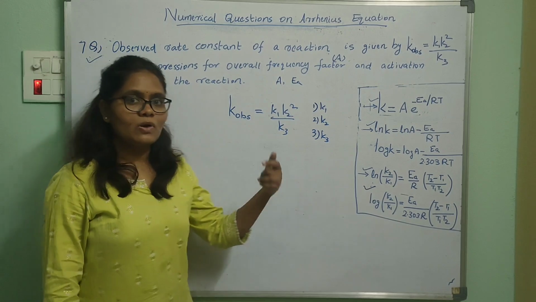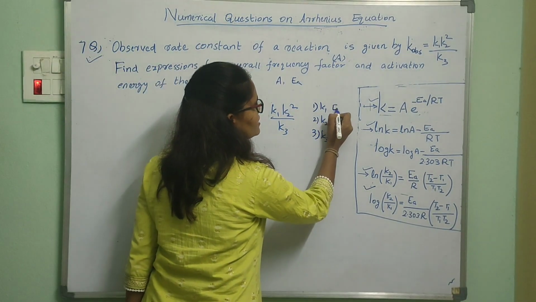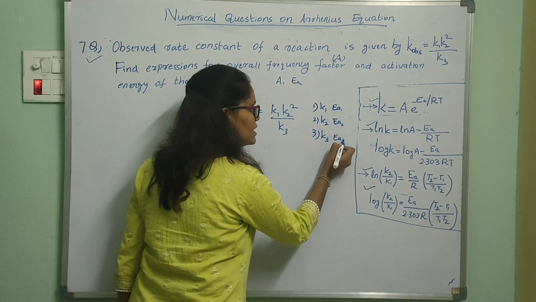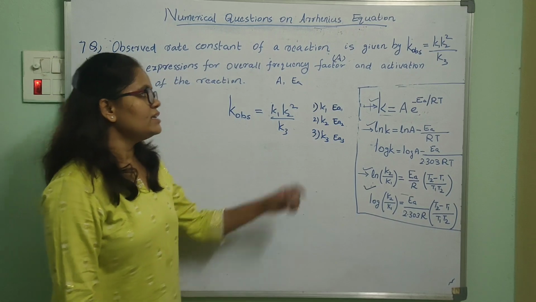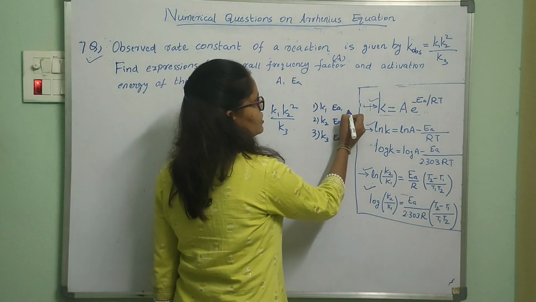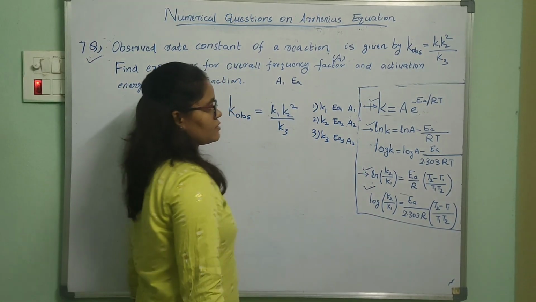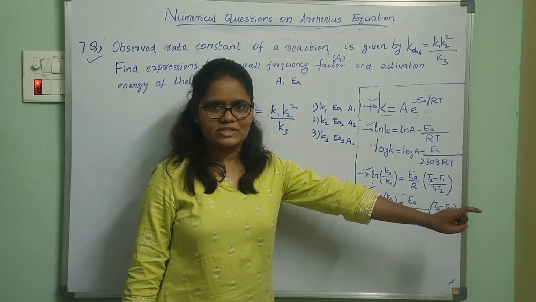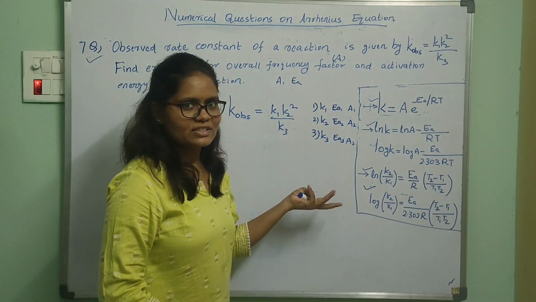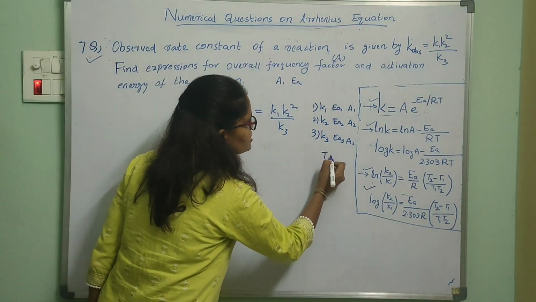So each step will also have its own activation energy, right? In the first step the activation energy is EA1, in the second it is EA2, in the third it is EA3. And in each step the Arrhenius parameter will also be different, so here it will be A1, here A2 and here A3. But the temperature will remain constant, because temperature does not change with each step of a reaction. It is constant for the entire reaction, so here T is constant.